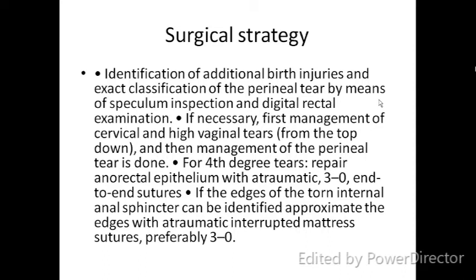What will you do when there is a perineal injury? The patient has been referred from somewhere with so much perineal injury. For identification of additional birth injuries and exact classification of the perineal tear, use speculum inspection and digital rectal examination. That is very important. When you put the speculum, see the lateral vaginal wall, the cervix, and the posterior vaginal wall. How will you do it? You put the speculum inside and come downward, layer by layer, seeing the lateral vaginal wall on both sides and the posterior vaginal wall, to look for any lacerations.